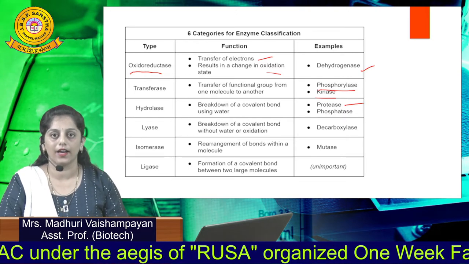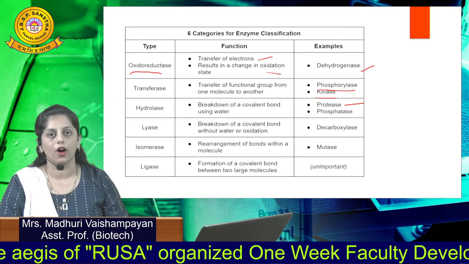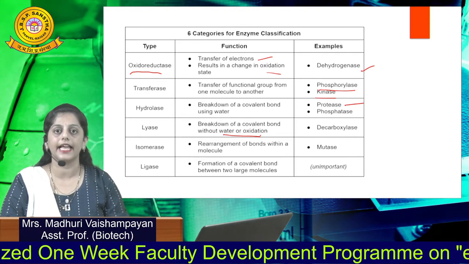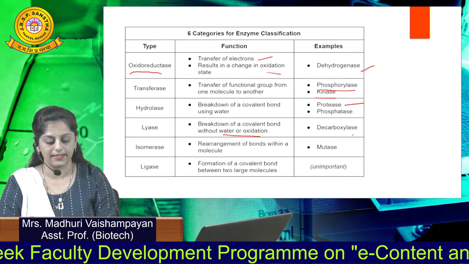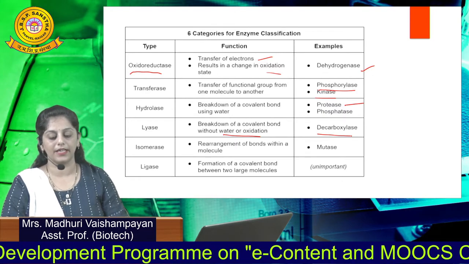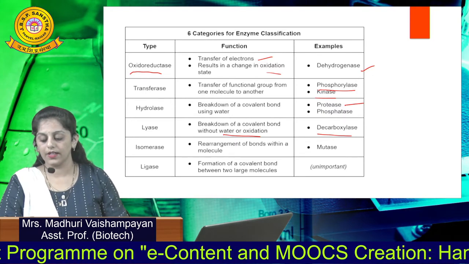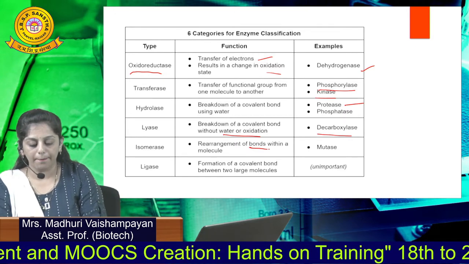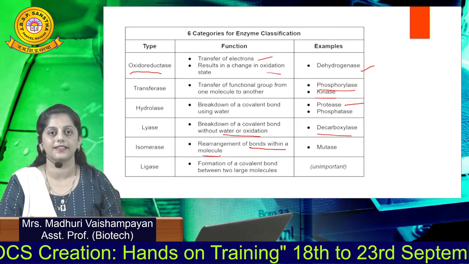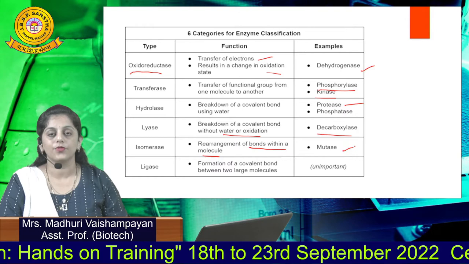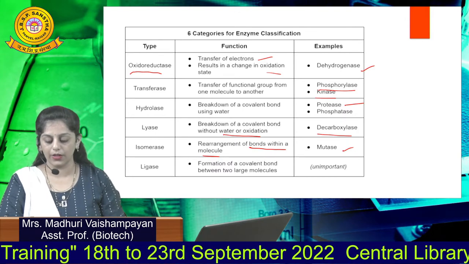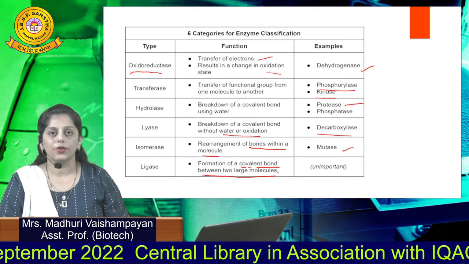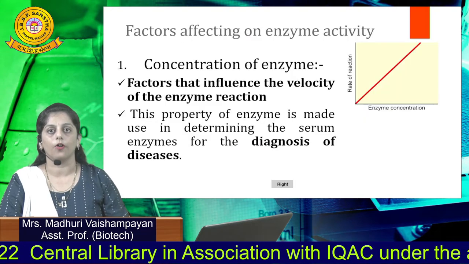The next type is lyases, which show the breakdown of covalent bonds without water or without oxidation. The example for lyases is decarboxylases. Next are isomerases, which are required for rearrangement of the bonds within the molecule. For that, the example is mutases. And the last one is ligases, which are generally used for the formation of a covalent bond between two large molecules. So these are nothing but the classification of enzymes.